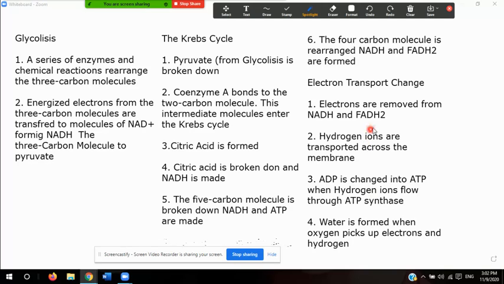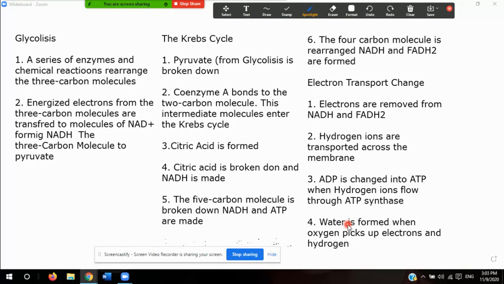So again, electrons are removed, hydrogen ions are transported across the membrane, creating a chemiosmotic gradient, and then that third phosphate group is added to ADP to make ATP when hydrogen ions flow through ATP synthase, which is the enzyme that does that.